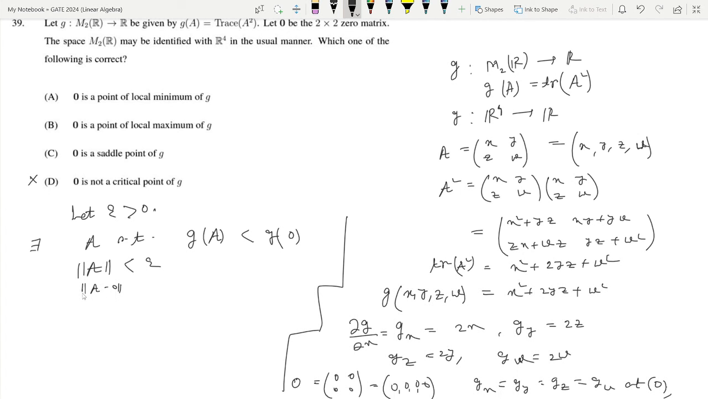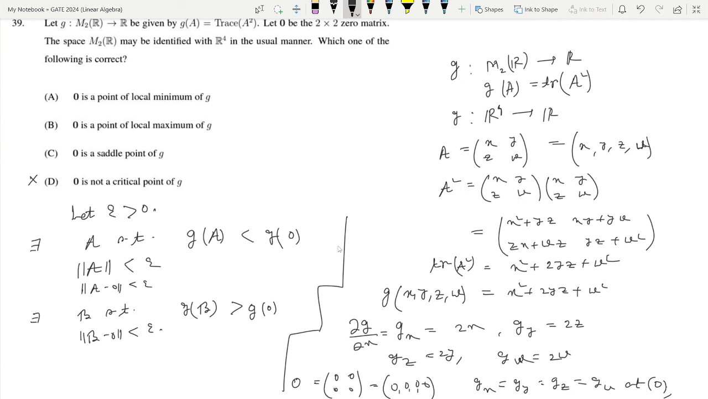So we have to find this A in the neighborhood of 0, and also we now show that there exists a matrix B, an element of R4, such that GB greater than 0 with this B lying here, less than, say, this epsilon. So we have taken an arbitrary neighborhood of 0 and we now show that there exists some A and some B in that neighborhood such that GA less than G0 and GB greater than G0.